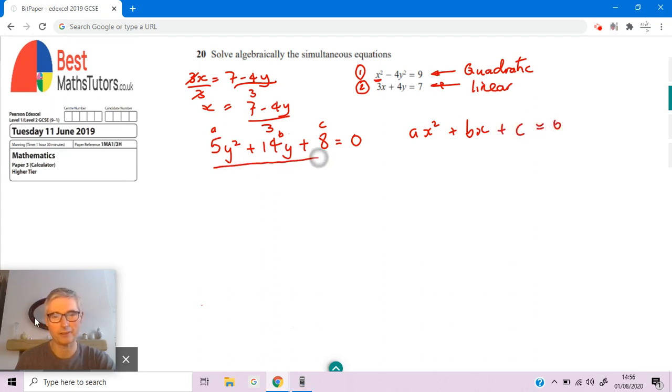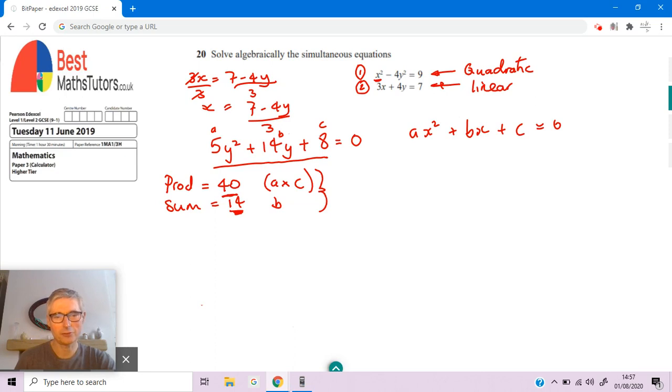So we can see this is a bit like that, the only difference being we've got y's instead of x's. And what we do, we try and find a product which is going to be 5 times 8, so a product of 40, and so that's the a times the c, and then we take the middle number and we're looking for a sum which would give us 14. So that's just the b part. And what we're doing is we're looking for 2 numbers which will multiply to give us 40 and which will add to give us 14.